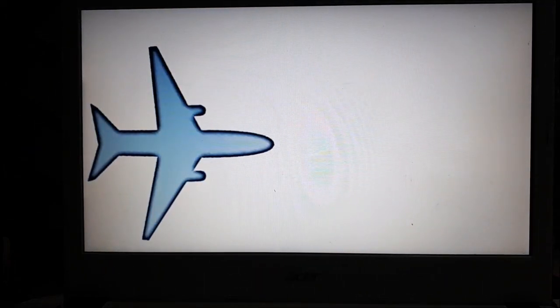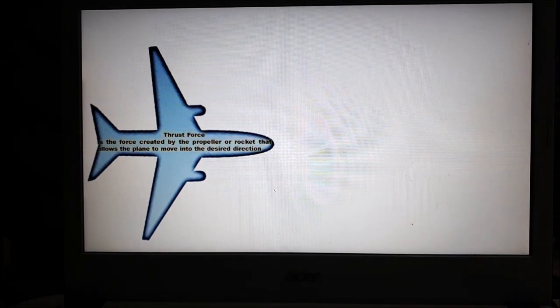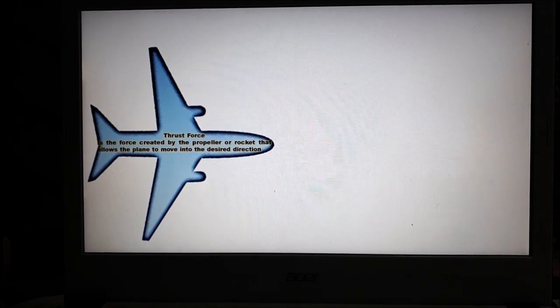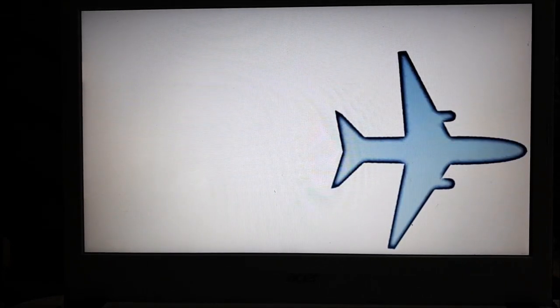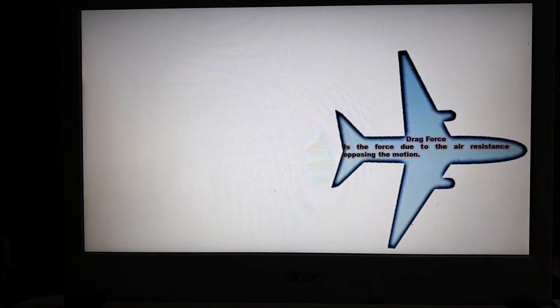actually there are four major forces that act on the airplane as it flies above the ground. First is the thrust force. Thrust force is simply the force created by the propeller or rocket that allows the plane to move into the desired direction. It pushes the airplane towards its desired direction. There is also a force that opposes the flight of the airplane, and that force is known as the drag force. Drag force is simply the force due to the air resistance opposing the motion. And this force is very useful, particularly when braking the airplane to stop.